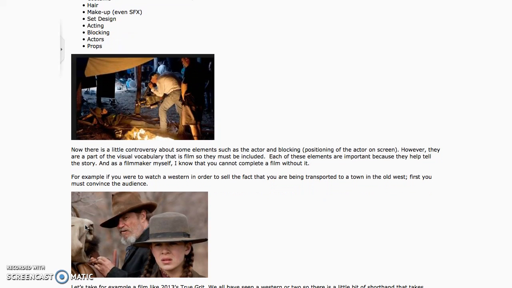Each of these elements are important because they help to tell the story. And again, as a filmmaker myself, I know that you cannot complete a film without it. When you're actually starting a film, what ends up happening is you have your script, and your script is the blueprint for the entire film. And so what happens is, even if you're the director and you've written a script yourself, you're not going to make the whole film by yourself. So you need to break this script up into pieces. And you also have to break it up into departments, so to speak.